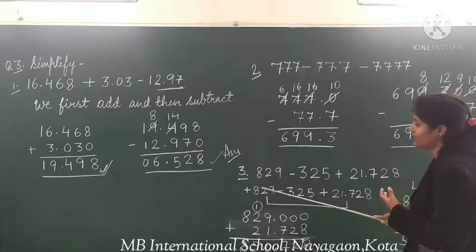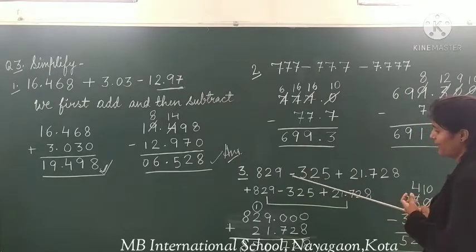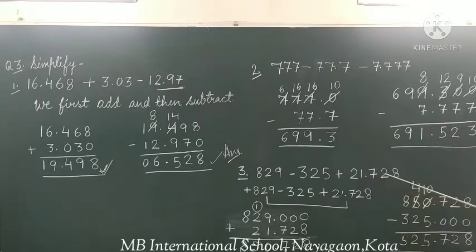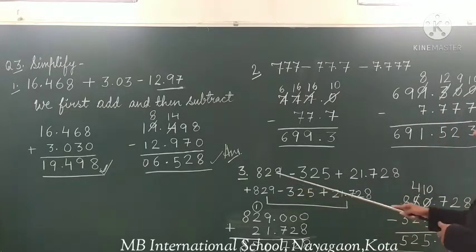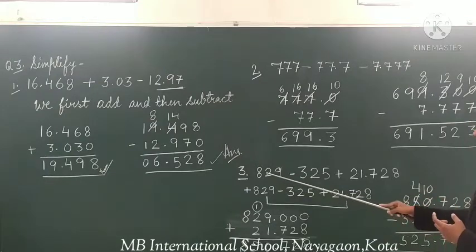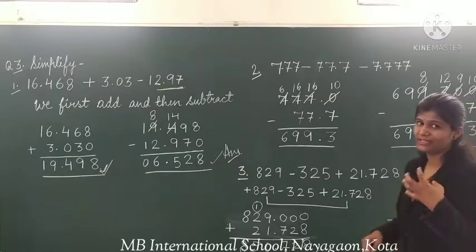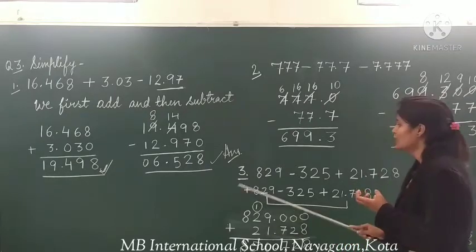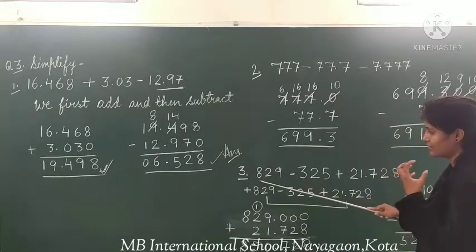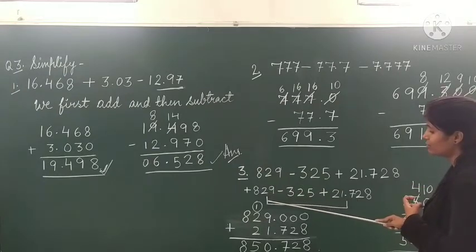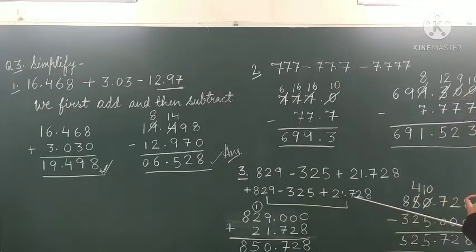Now question number 3: 829 minus 325 plus 21.728. What is the question? You have to simplify 829 minus 325 plus 21.728. Now according to BODMAS, सबसे पहले हम क्या करते हैं? Addition, afterward subtraction. So 829 is a positive number, not a negative number. So first you have to add 829 with 21.728.